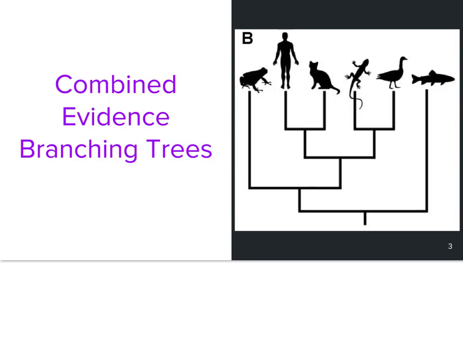Using all of the evidence scientists have collected, they are able to create diagrams that show the relationships between species. The following diagram is called a branching tree. In the diagram here, trace the path from the cat to the frog. Now trace the path from the cat to the human. Which path was shorter? The shorter the path, the closer the organisms are related to one another.